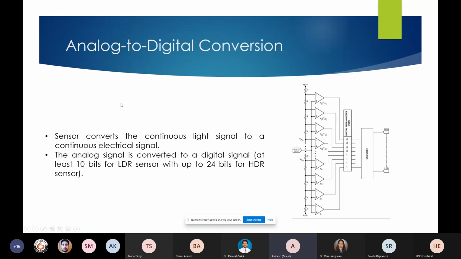The other main component of the sensor is analog to digital conversion. It encodes the photons that the sensor captures into a digital value, which can range from 10 bits in a very low end LDR sensor up to 24 bits in high end HDR sensors like the IMX 490.